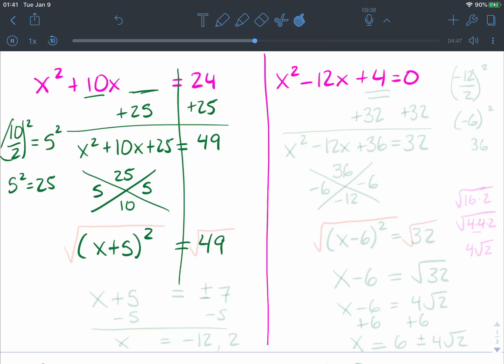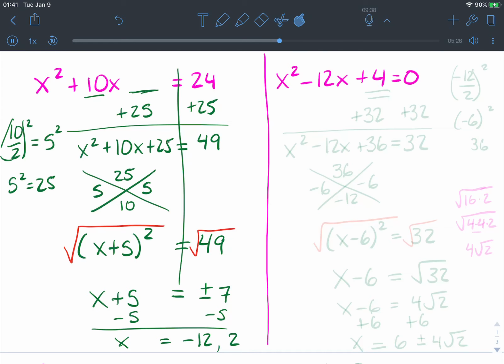In order to get rid of the square like we did in the last lesson, we can take the square root, because the square root and the square cancel each other out. So we're left with x plus 5, and the square root of 49, if you remember, is plus or minus 7. So we subtract 5 on both sides. Negative 5 and negative 7 is negative 12, and then negative 5 plus 7 is 2. Those are our two solutions.